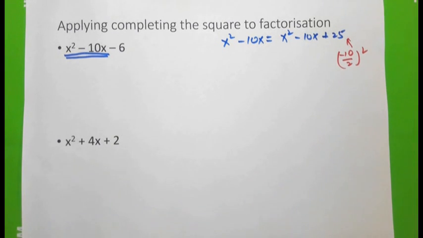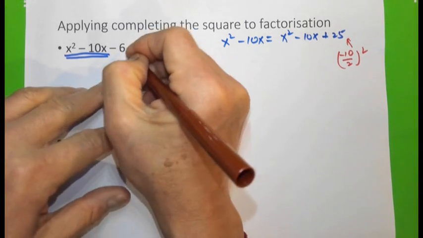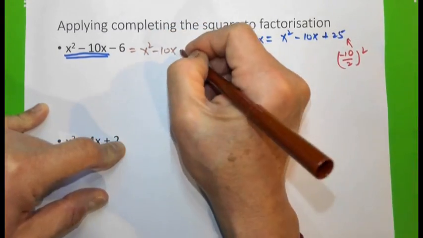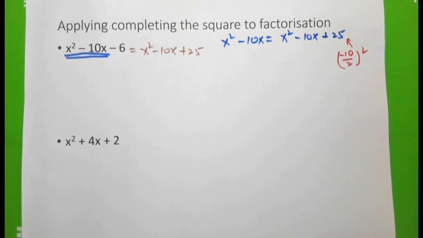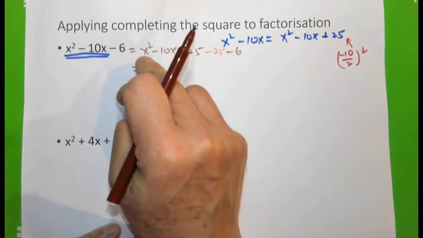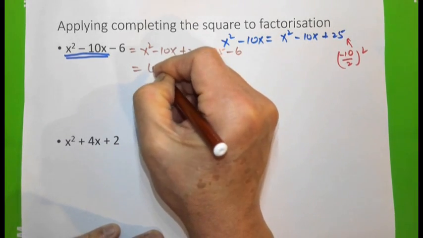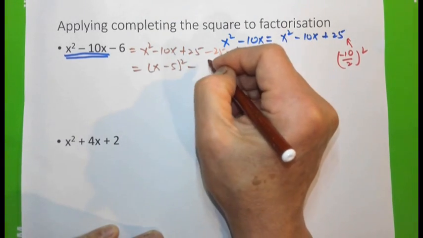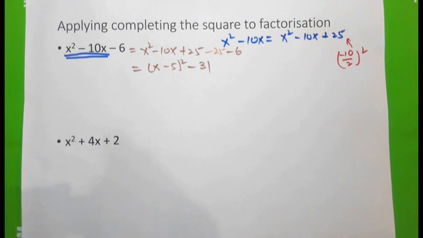Alright, now if we do that and we rewrite this, how do we do it? That actually equals x squared minus 10x plus 25. Because we introduced the 25 here, we actually need to take away the 25 as well, and then minus 6. Therefore, we can factorize this. This is actually x minus 5 squared minus 25 minus 6, that is minus 31. Right?